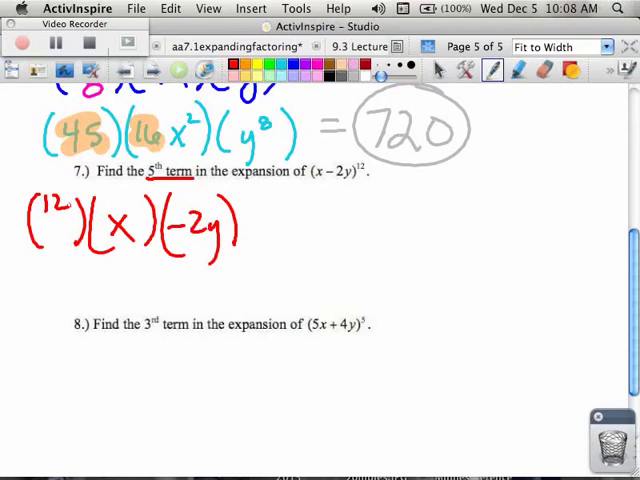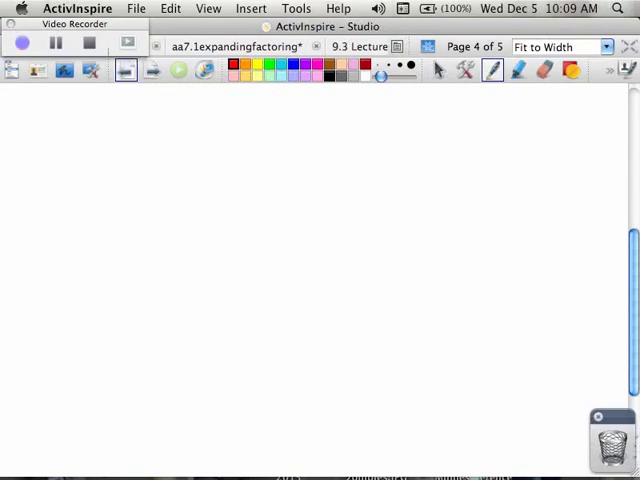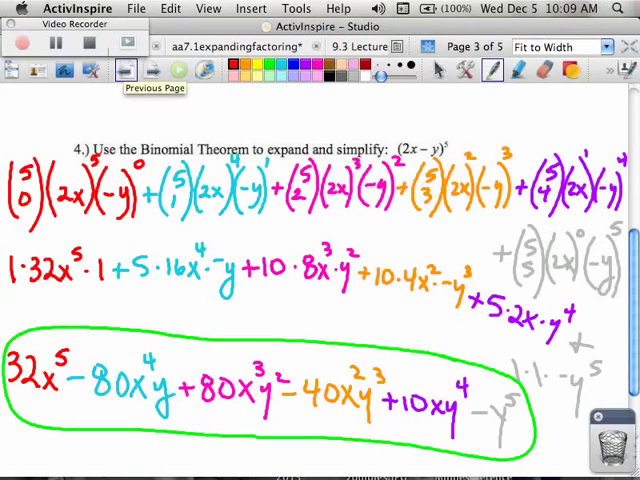Now, here's a really important thing to understand. When they say 5th term, I want you to go back and look at this specific thing here. I want to show you something. I go back a couple examples, and let's look at number 4. Everybody see number 4? Look up here. The first term has the last parentheses with a 0. The second term had the last parentheses with a 1. The third term had a 2. The fourth term had a 3. Every term that you're looking for has the last parentheses with an exponent that is 1 less.